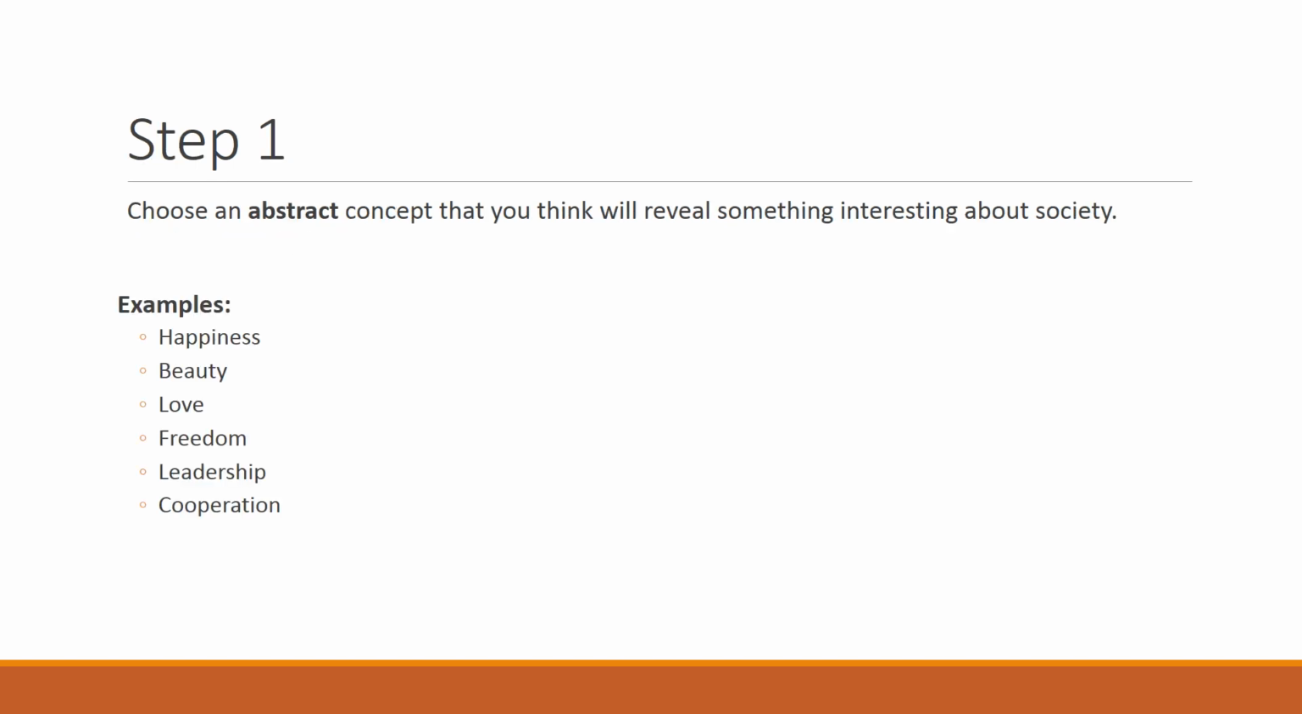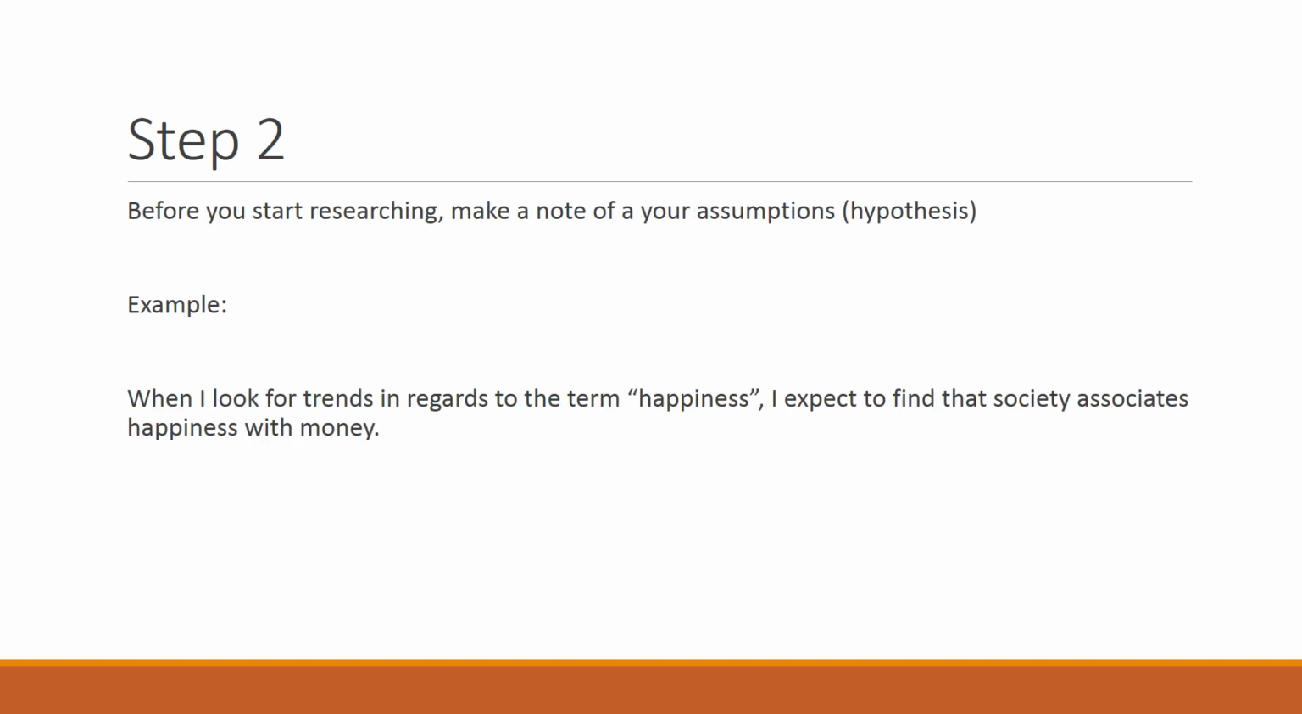The first thing that you'll do is choose the abstract concept that you think will reveal something interesting about society, the one you want to write about. For example, you can choose happiness, beauty, love, freedom, leadership, cooperation, any other concept that you think would be interesting to see what society thinks about it.